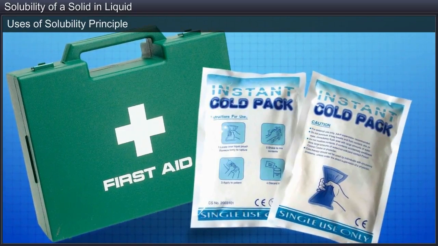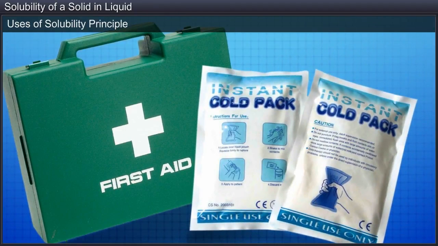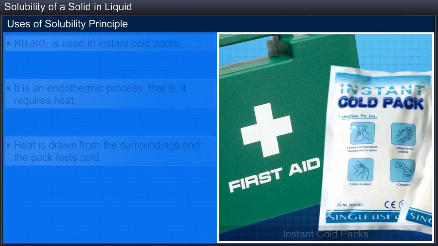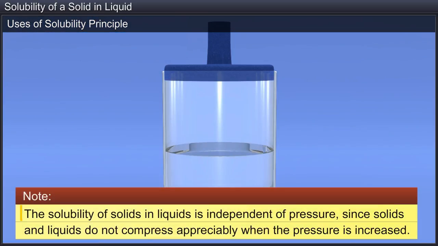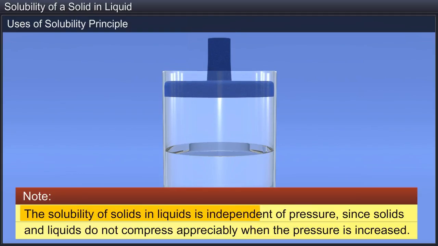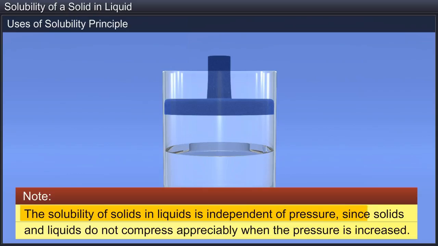The use of first aid instant cold packs is an application of this solubility principle. Ammonium nitrate is used in instant cold packs as its hydration is an endothermic process. That is, it requires heat. Therefore, heat is drawn from the surroundings and the pack feels cold. Note that the solubility of solids in liquids is independent of pressure, since solids and liquids do not compress appreciably when the pressure is increased.